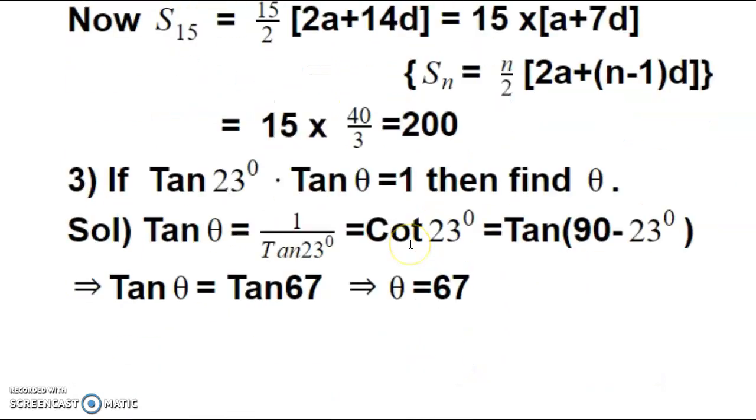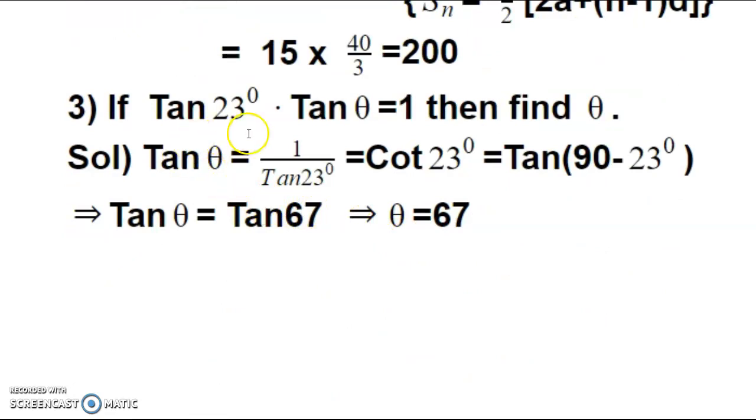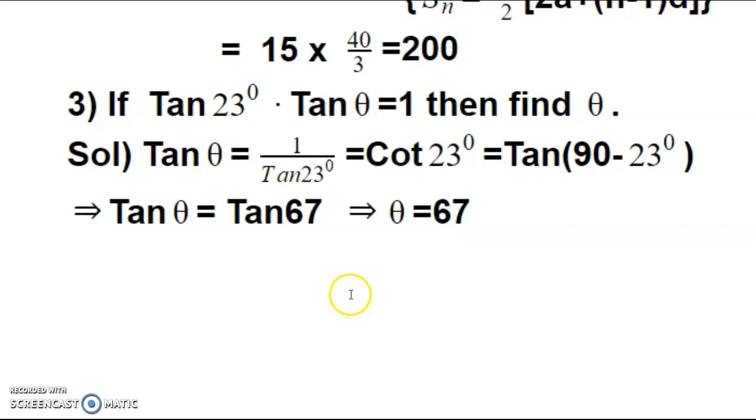Let us go for the third question. If tan 23 into tan theta is equal to 1, then find theta. Here tan theta is equal to 1 by tan 23. 1 by tan 23 is nothing but cot 23. Cot 23 can be written as tan of 90 minus 23. So tan theta is equal to tan of 90 minus 23, which is 67. So theta is equal to 67 degrees.